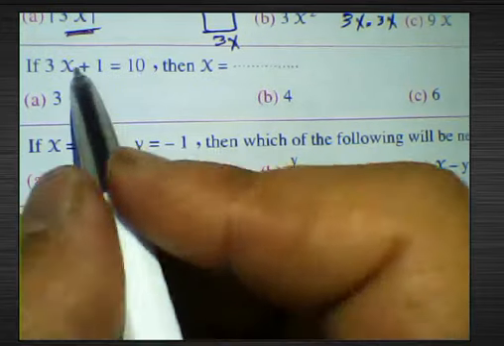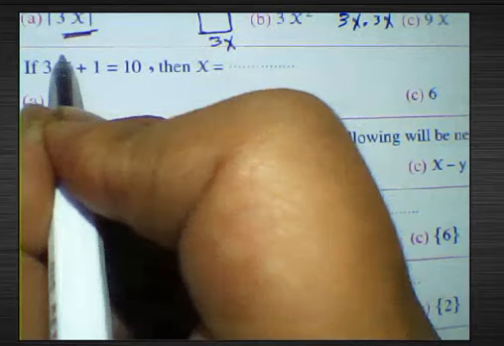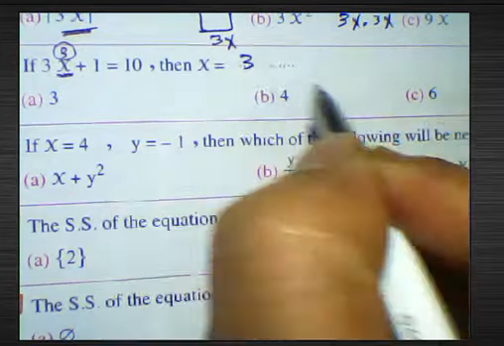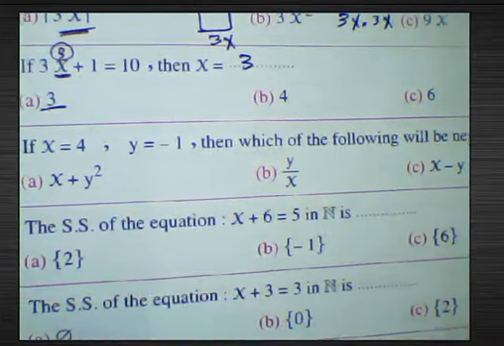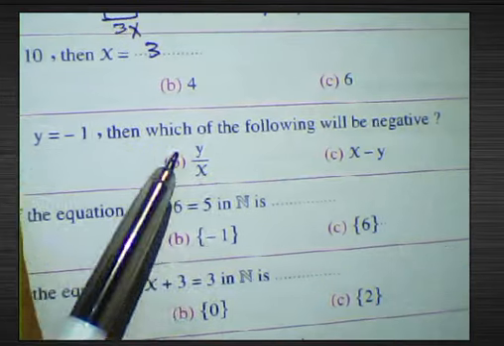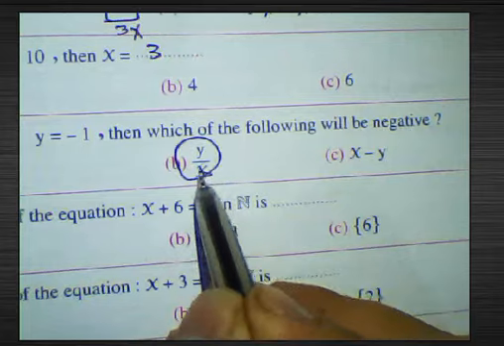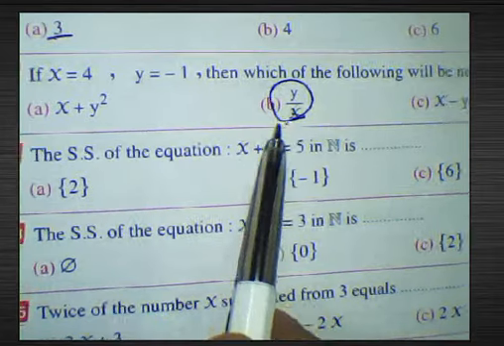Okay, if 3x plus 1 equals 10, then x equals what? We can find the unknown here. 3 times 3 equals 9, 9 plus 1 equals 10, then x equals 3. If x equals 4 and y equals -1, then which of the following is negative? If we divide them, 4 divided by -1 equals negative. It will be the result.